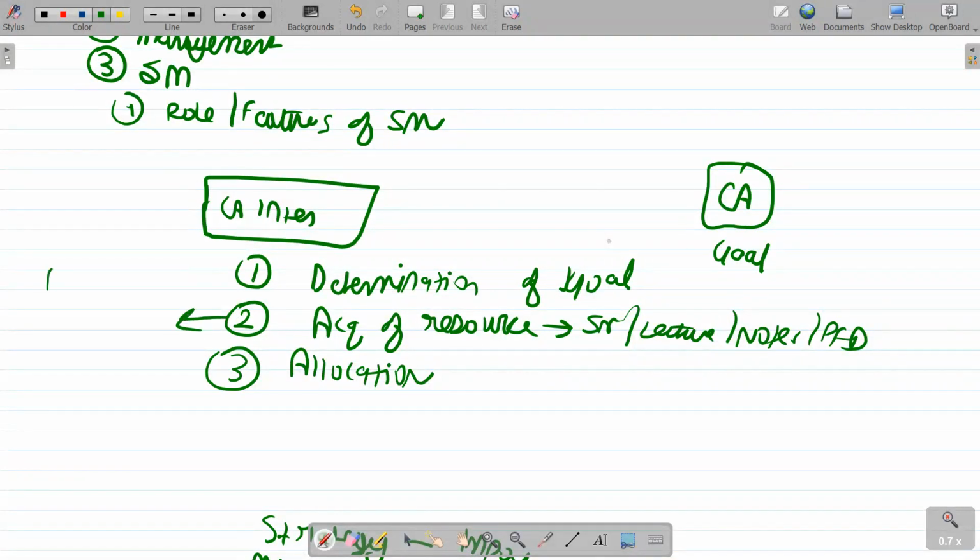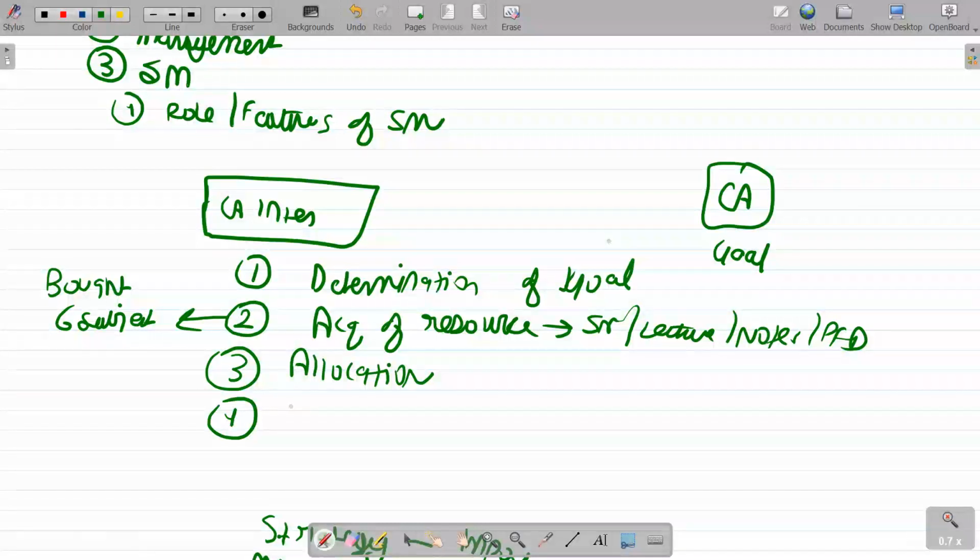How allocation? You have bought all six subject lectures. Now what will you do? You will allocate to yourself that in the first month, I will complete the first syllabus. In the second month, I will complete the second syllabus. In the third month, I will do the third subject. So this is how you will allocate.